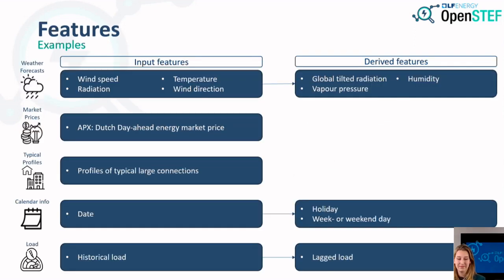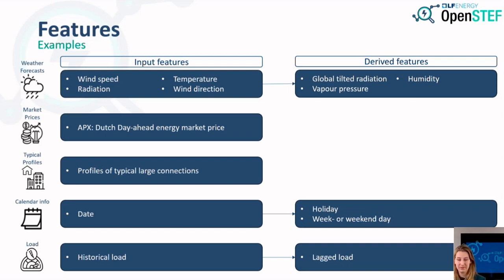But I talked a lot about features, and maybe it's a good idea to explain a bit more what features actually are. For example, the input features you provide in the category of weather forecast can be wind speed or temperature or solar radiation or wind direction. And then OpenStef will automatically derive some features from this, such as the global tilted radiation, humidity or vapor pressure, as these are apparently all good predictors for predicting the load on the grid.